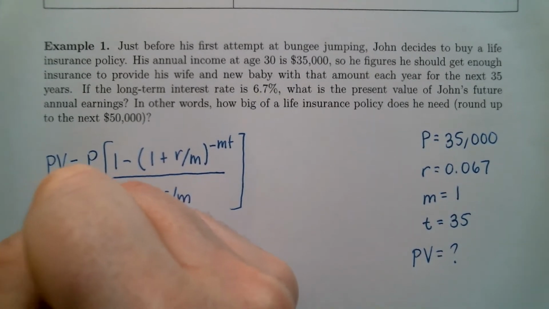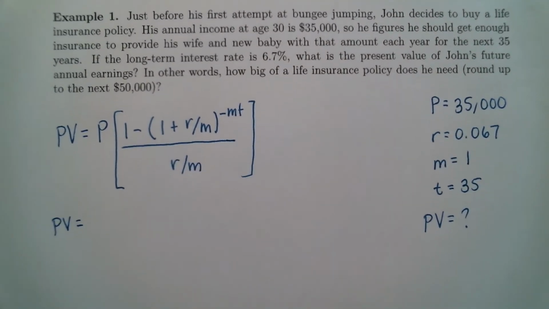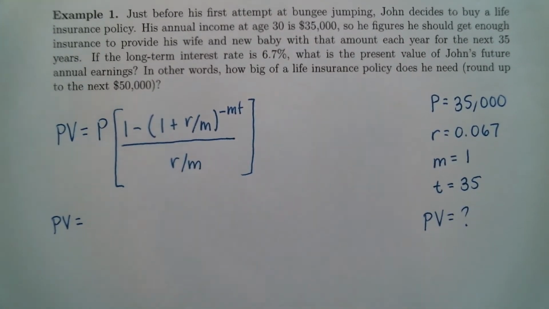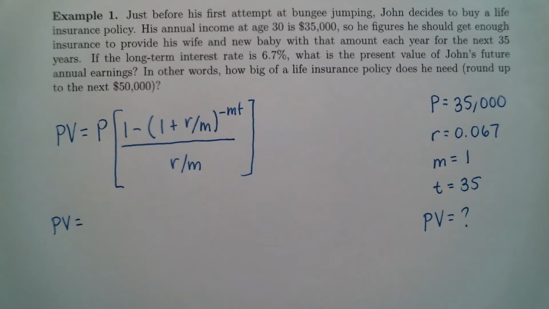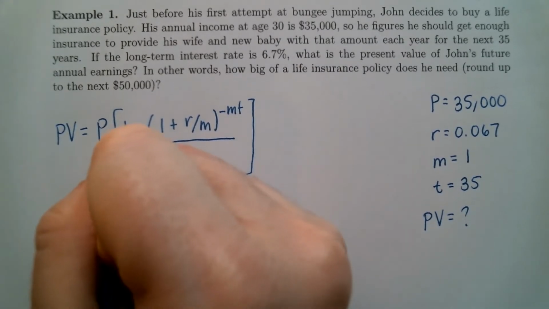All right, let's plug in. Okay, so we're solving for PV, which is probably the easiest variable to solve for of all of these in this formula. All right, so we're going to plug in our variables.